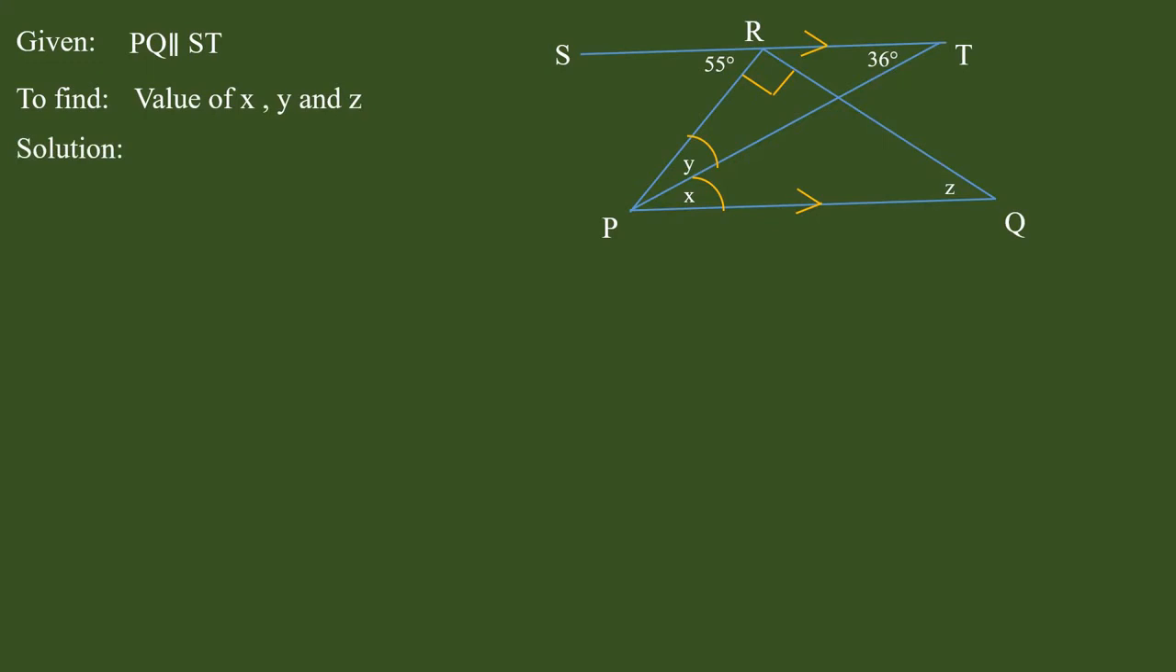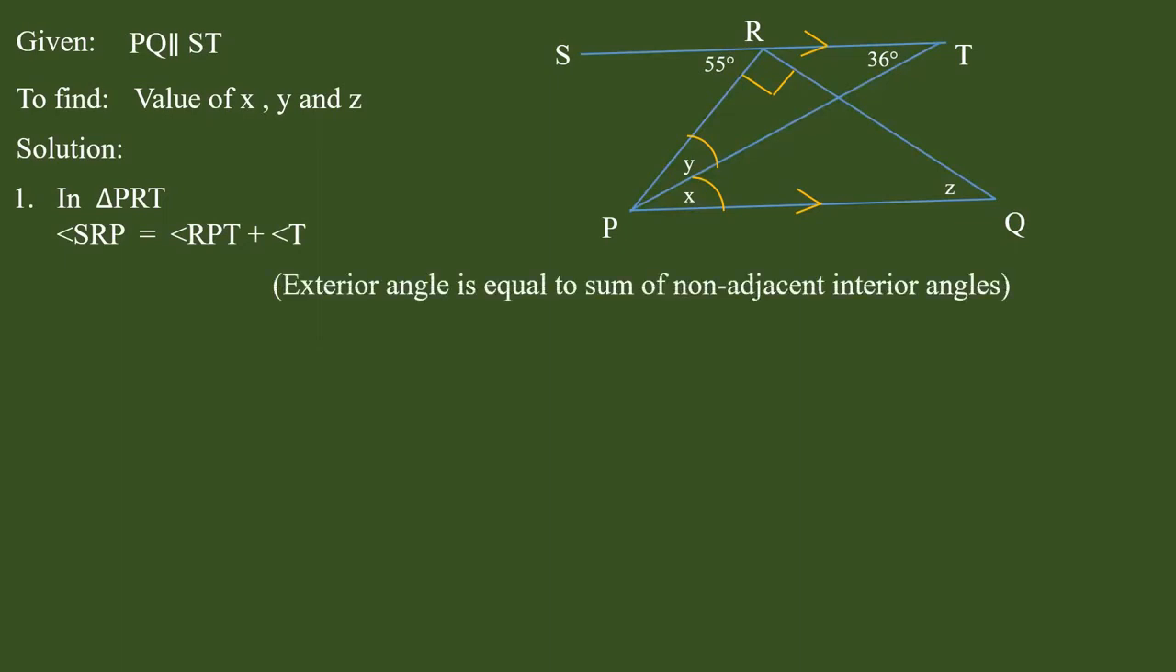If you look into the triangle PRT, can we write something like this? SRP, look at the SRP, that is an exterior angle, equal to RPT plus angle T. You can see that SRP is an exterior angle since TR is extended up to S, right? Now, the reason we can write like this: exterior angle is equal to the sum of non-adjacent interior angles. Now, let's keep the value of SRP, that is 55 degrees, and RPT is Y, and T is 36 degrees, right? So let's calculate the value of Y. We'll be getting 55 minus 36 gives you 19 degrees, okay? In this way, we can find the value of Y.